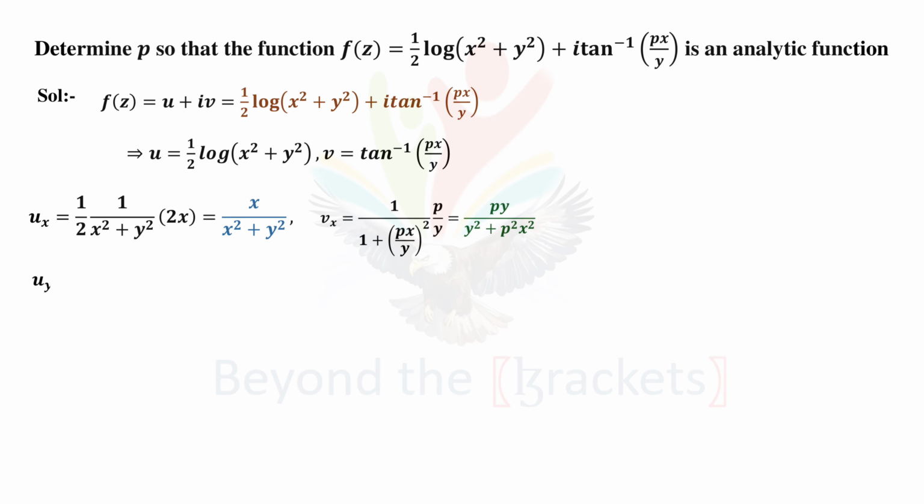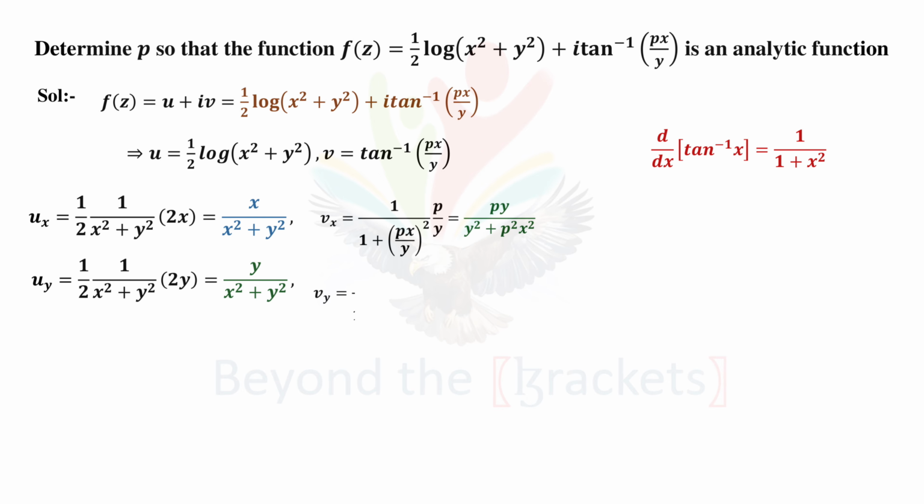Differentiating u partially with respect to y, again 1/2 will be constant. log(x^2 + y^2) will be 1/(x^2 + y^2). Differentiation of x^2 will be 0 and y^2 will be 2y. Differentiating v partially with respect to y, tan^-1(px/y) will be 1/(1 + (px/y)^2). Again, differentiation of px/y, here px will be constant, differentiation of 1/y will be -1/y^2.